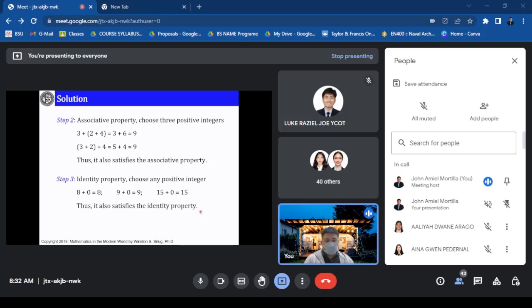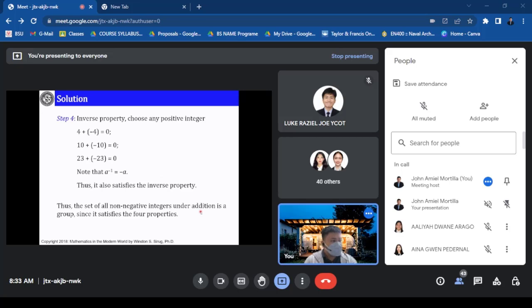So, next we have the identity property. So, we have to choose any positive integer. We have 8 plus 0 is equals to 8, 9 plus 0 is equals to 9, 15 plus 0 is equals to 15. So, it satisfies the identity property. So, keep in mind, ang kinukuha natin dito is positive integers.